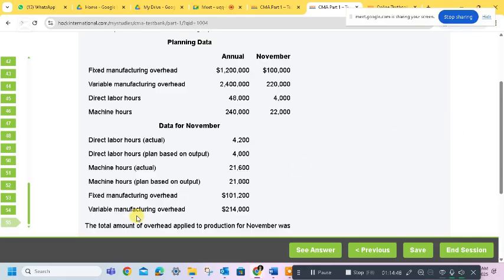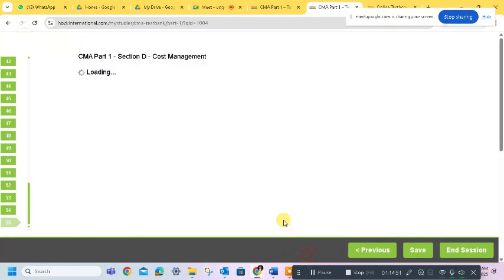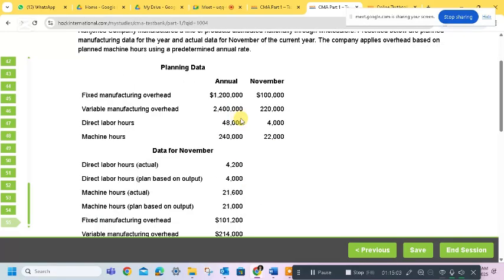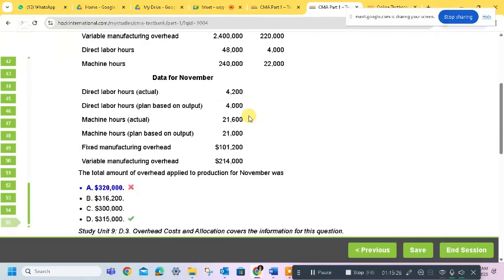$320. No, let's see why. How did you do it? Budgeted. Okay, so you took the budgeted overheads and divided by budgeted machine hours, you got a rate, is it? How much is the rate you got? 320. No, the rate, overhead application rate. 14.55. 14.55 is the rate you got? Okay, just a minute, let me check.